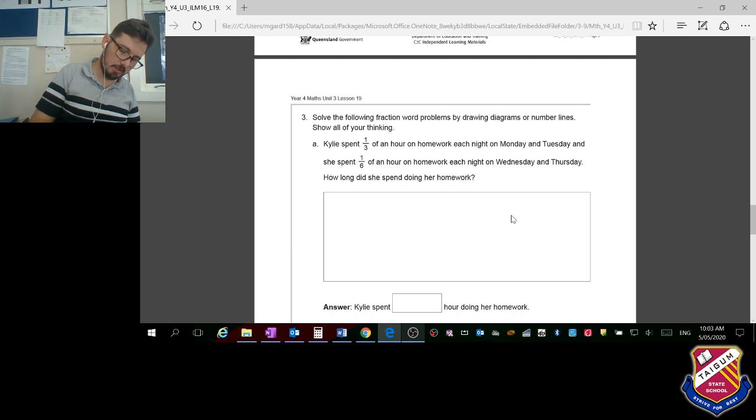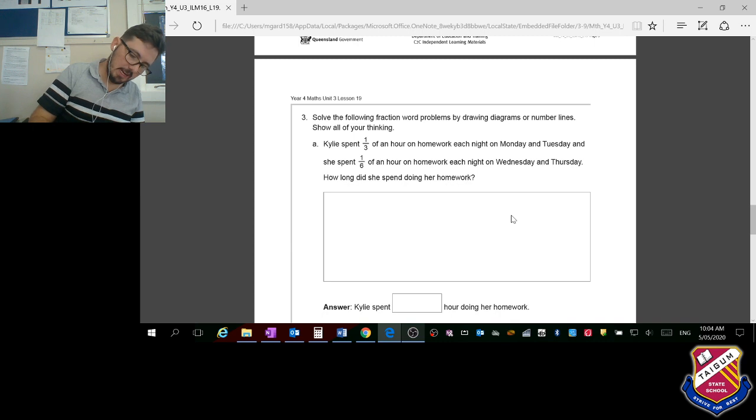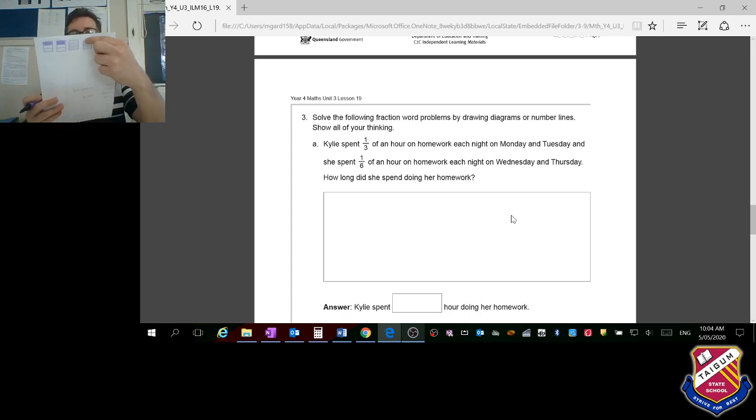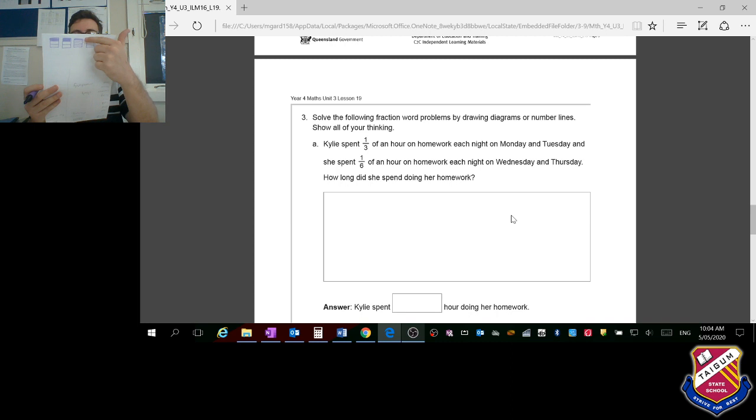Then I'm going to break Monday and Tuesday into thirds. Notice I make sure everything's equal so it's easy to follow. Then I'm going to split Wednesday and Thursday into thirds and then into half again to make sixths. So I split them into thirds, then I cut each of the thirds in half to show sixths. Now that represents an hour, that whole thing.